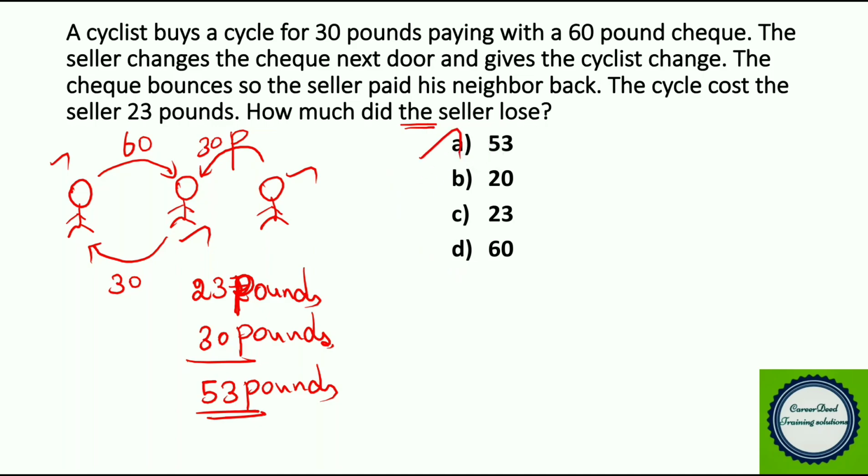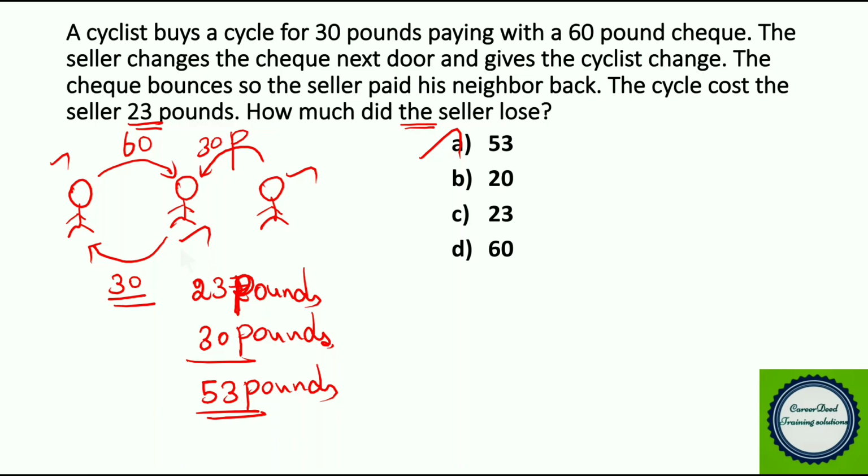The most popular wrong answer for this question is 60, but the correct answer is only 53, right? If you think logically, the answer is so simple, because the actual cost price of the cycle is only 23, right? So from this you can subtract 7 pounds. You don't need to consider this 30, right? You can subtract 7 pounds, because 7 is the profit that the seller had fixed, and due to the check bouncing he is losing that 7 also. That means he is not getting the 7. So he is actually losing only 53 pounds. So the answer for this question is 53.